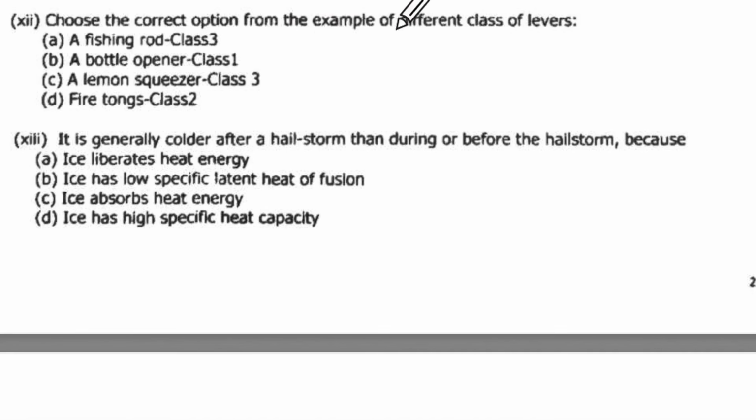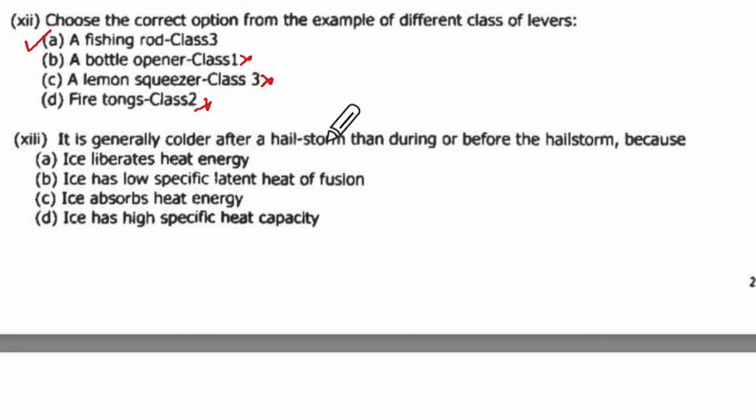The correct option from the examples of different class of lever. Correct option. Fishing rod is class 3, bottle opener is class 2, lemon squeezer is class 2, and fire tongs is class 3. So fishing rod is the correct one. Okay, go over it. If you are finding this a little confusing, you can revise this part.